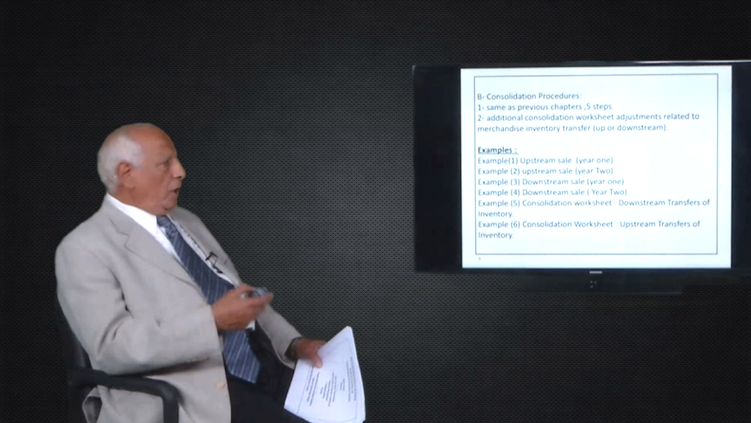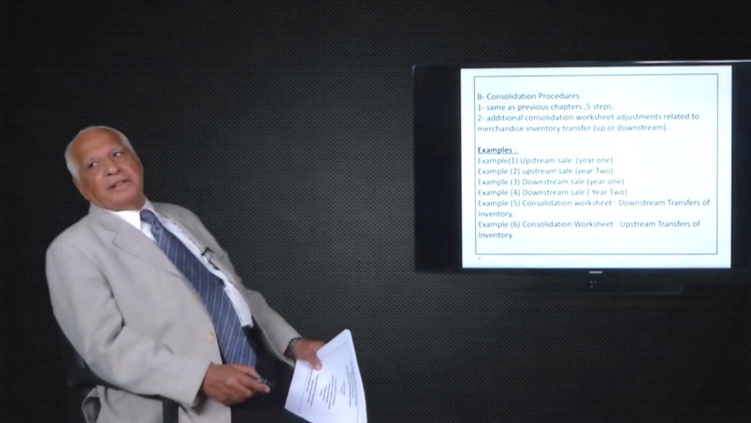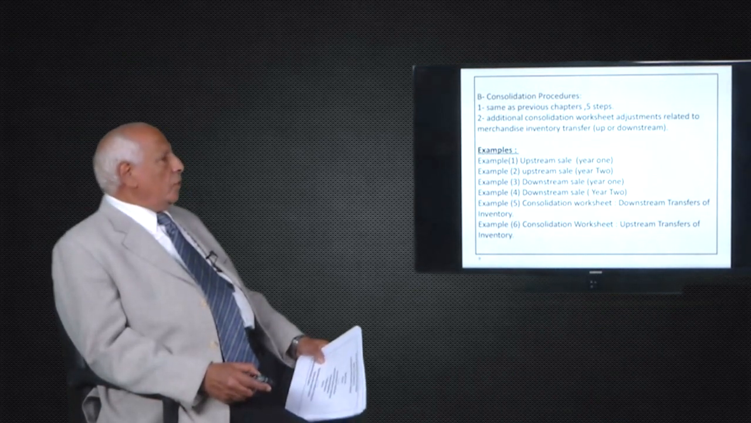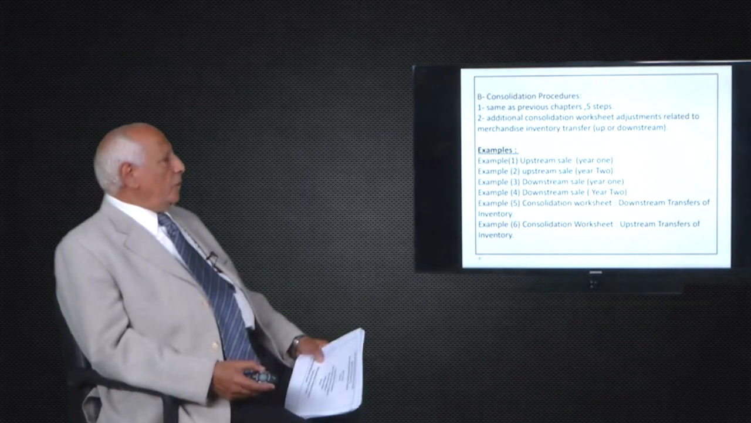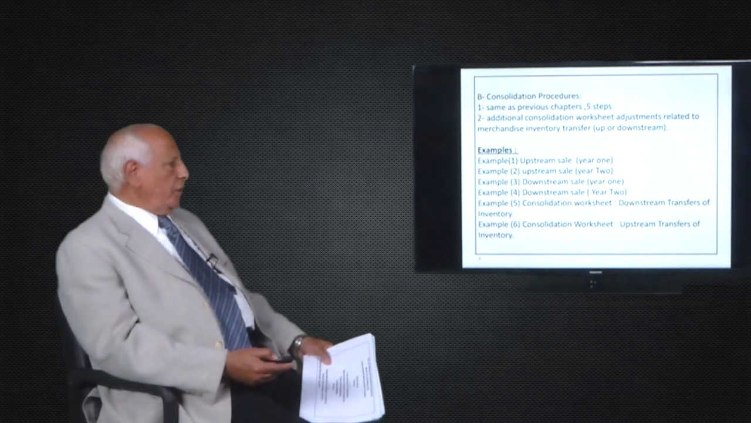I'm going to show you how we do this again. The last example, example 6, consolidation worksheet upstream transfer inventory. That means we have example 5 and 6. That's only for consolidation worksheet. Let's continue.